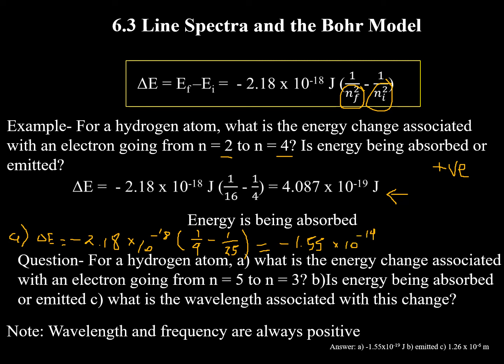And this makes sense because you're going from level 5 to a lower level, so you're emitting energy, you're relaxing down, and as a result, you will release energy here. So we get a negative 1.55 times 10 to the minus 19. Part B, is energy being absorbed or emitted? Well, the negative says it will be emitted.